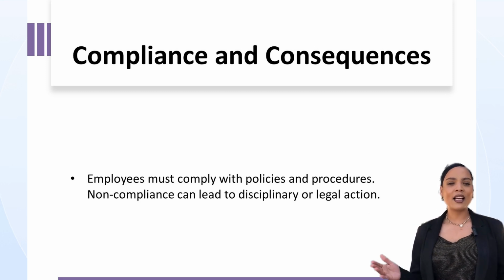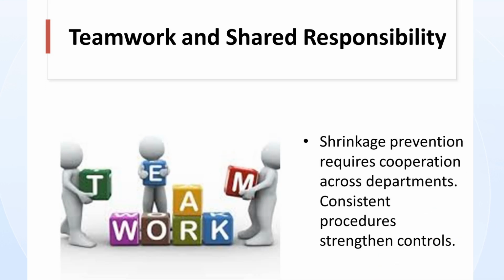I will now explain the importance of teamwork. Shrinkage prevention is a shared responsibility. Receiving, dispatch, supervision, security, and management must work together. Teamwork involves communication, consistency, and mutual accountability. When everyone follows procedures, the control environment is strengthened. I support my colleagues by working professionally and addressing issues appropriately when procedures are not followed.